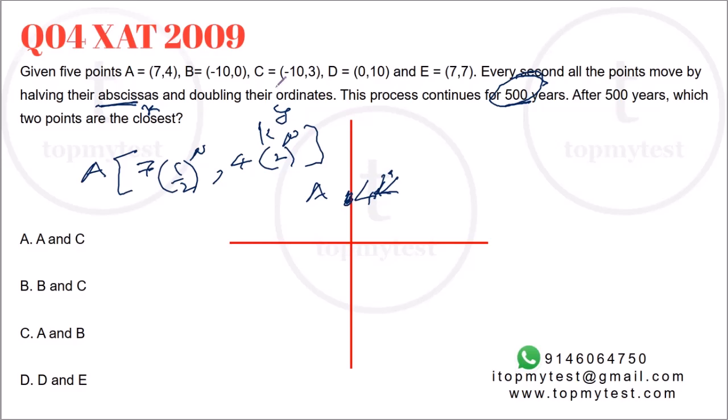Now the same thing will happen with B, C, D and E also. Their x coordinates will also become 0, right? Minus 10 into 0 will become 0, whereas their y coordinate will be 0 into this. So B will be here. Where will C be? C will be again at 0, comma 3 into K. Where will D be? D will be at 0, comma 10 into K. And E will be at 7, this will become 0, and this will become 7K.